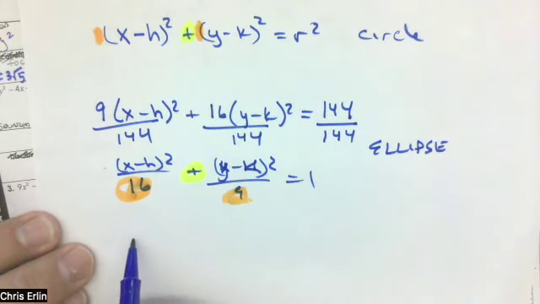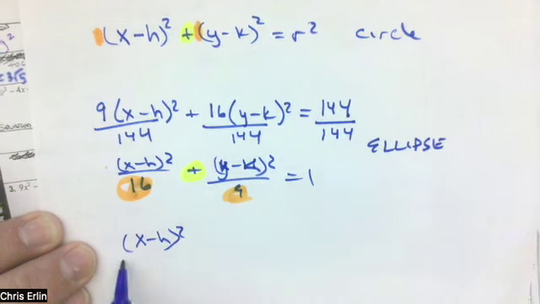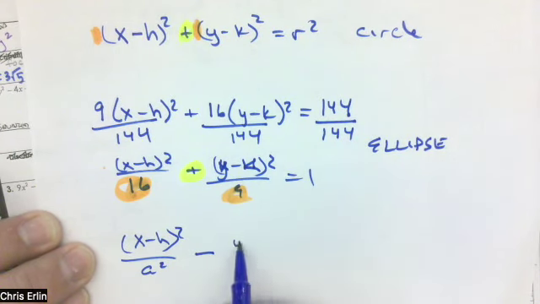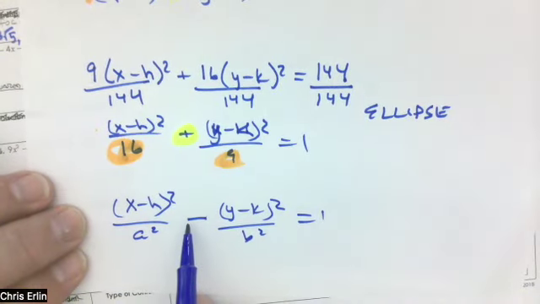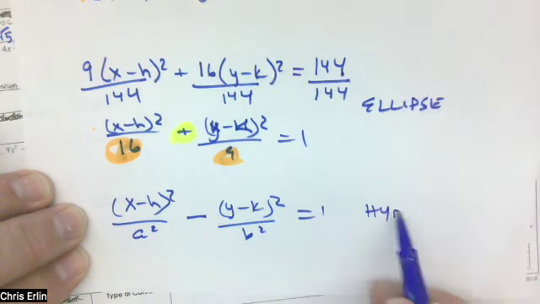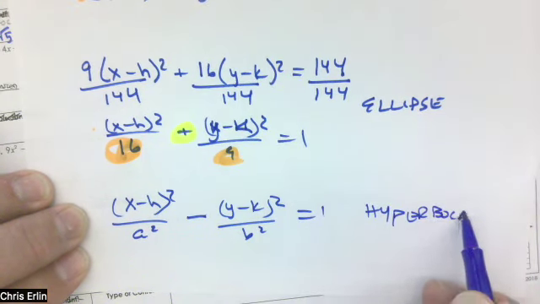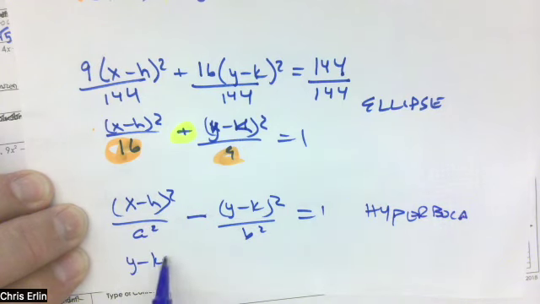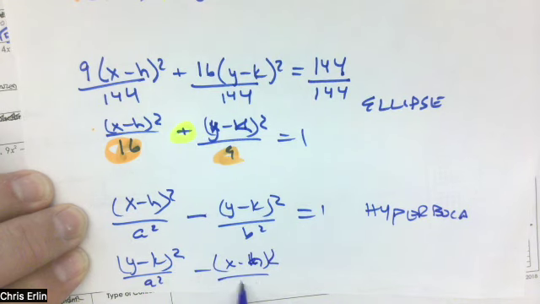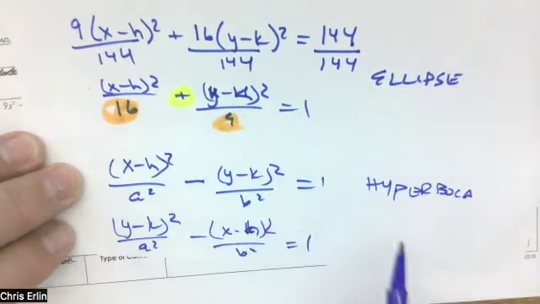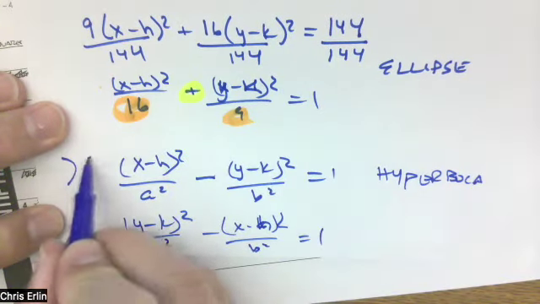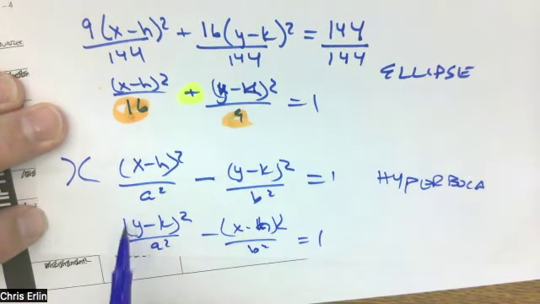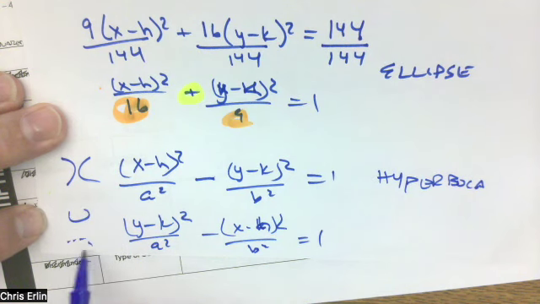Then the third one is when it's (x minus h) squared over a squared minus (y minus k) squared over b squared equals 1, where it's a subtraction sign between them. This would be a hyperbola. And of course, it could be the other way as well. It could be (y minus k) squared over a squared minus (x minus h) squared over b squared equals 1. Also a hyperbola. The difference is which direction it is. If it's got an x first, it ends up looking like that. If it's got a y first, it ends up looking like that.